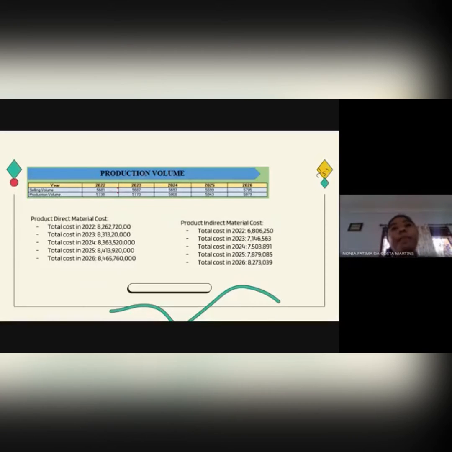And for the product indirect material cost, the total cost in 2022, we get 6,806,000 and 250 rupiah. From the total cost in 2021, we get 8,273,000 rupiah.